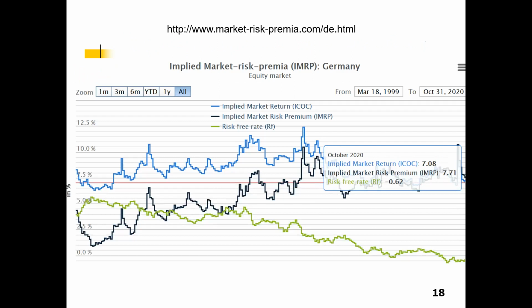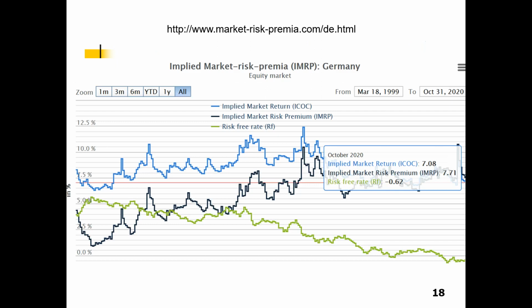Here is another curve. Again, I have the site where I found it. It says marketriskpremia.com. It says how much was the risk premium for DAX, for the German stock market. And that is provided via a graph, and you can read the time on it. And the implied risk premium was 7.7%.